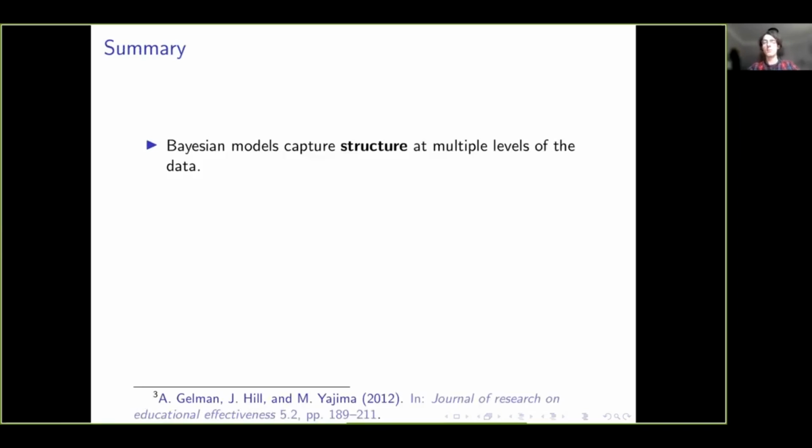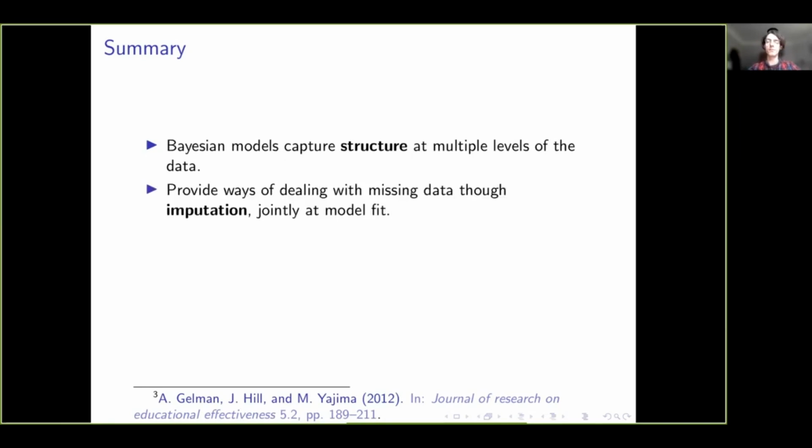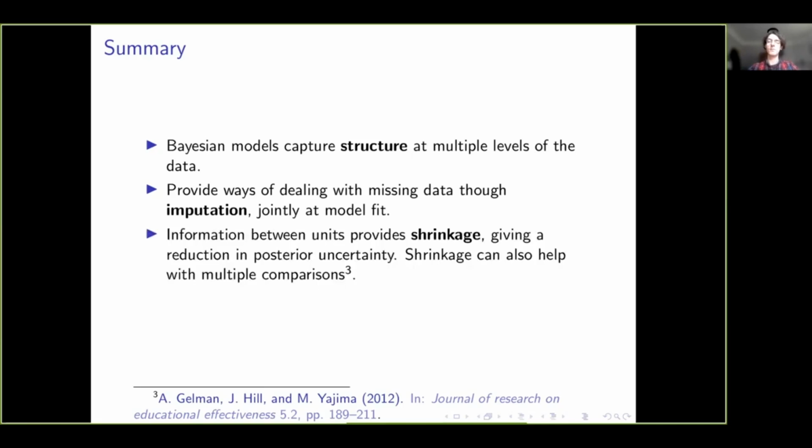In summary, Bayesian models are suitable for cell count data as they can capture the structure at multiple levels. They provide ways of dealing with missing data through imputation, and this is jointly at model fit. There is no separate imputation step. Information sharing in the hierarchical model provides shrinkage. This gives a reduction in posterior uncertainty and allows us to draw stronger conclusions of the model.